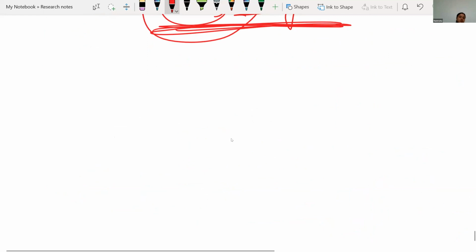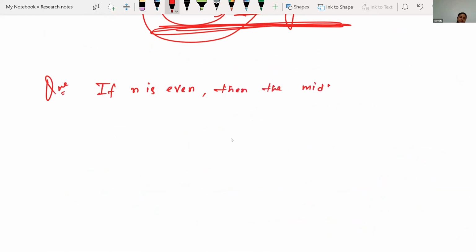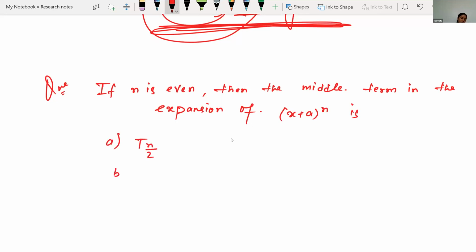So the first question was, if n is even, then the middle term in the expansion of (x + a)^n is: a) t of n by 2, b) t of n by 2 plus 1, c) t of n by 2 minus 1, and d) t of n by 2 plus 2. Can you tell me which one is the correct option?